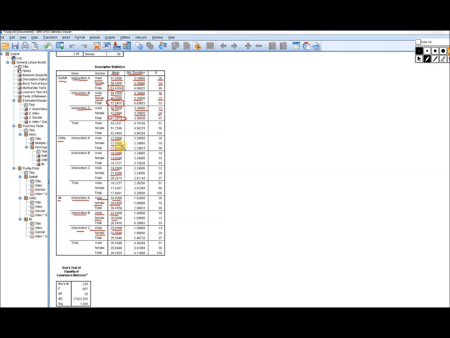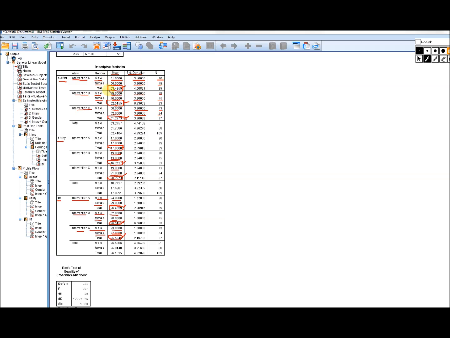Here we have the mean utility score for intervention A, the mean utility for intervention B, and the mean utility for intervention C. And then we have, again, the mean for A for intrinsic motivation, B, and C. So essentially, these means right here are what the main effects test is basically going to be addressing: the differences in means for intervention.